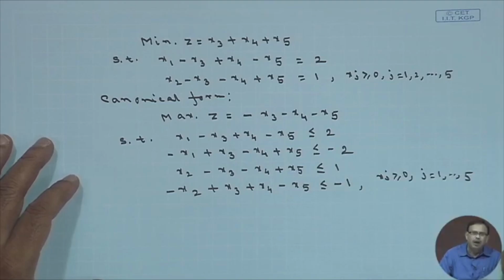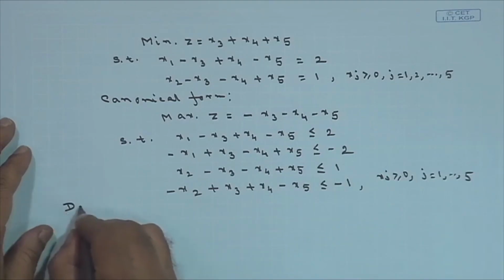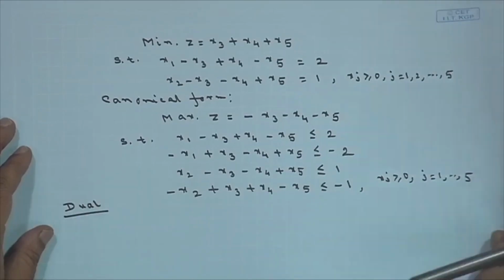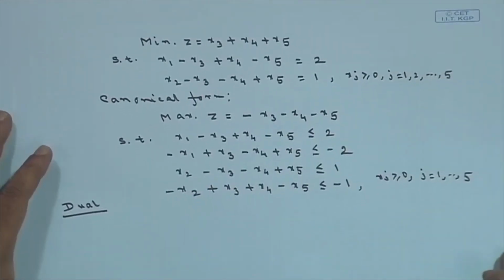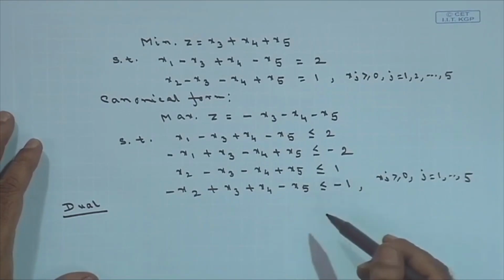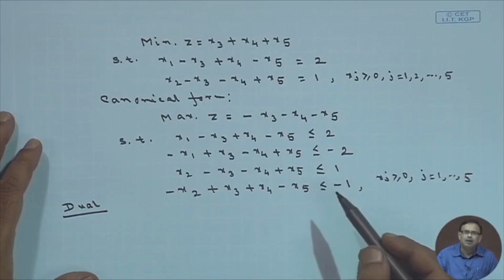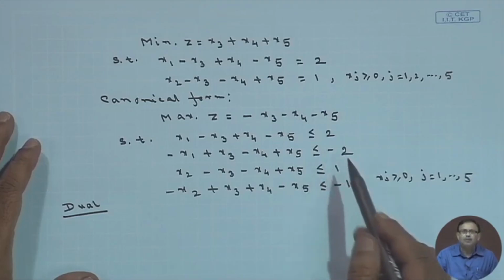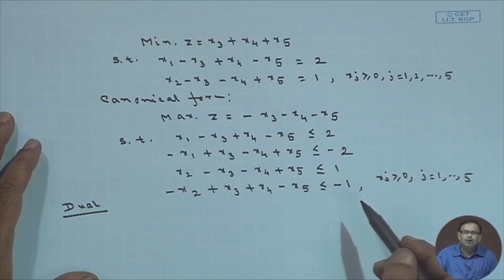So, from the canonical form, now you can write down its dual. Let me write down its dual here itself. That is, its dual will have how many variables in that case? The number of variables of the dual depends upon how many constraints are there. Since in the canonical form we have 4 constraints, therefore, there will be 4 variables in the dual problem.